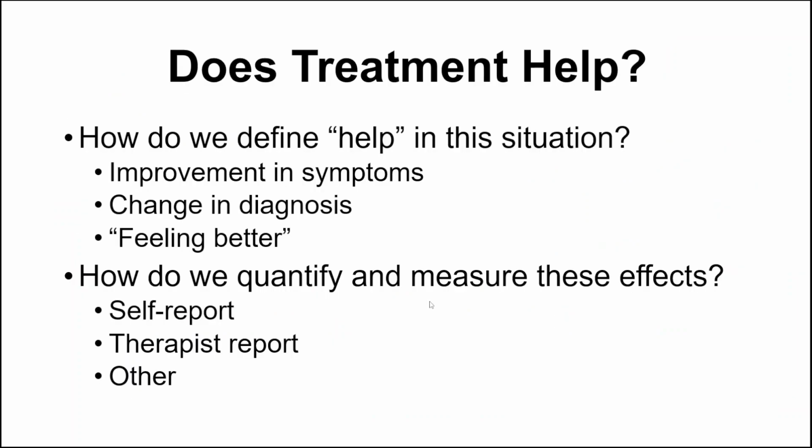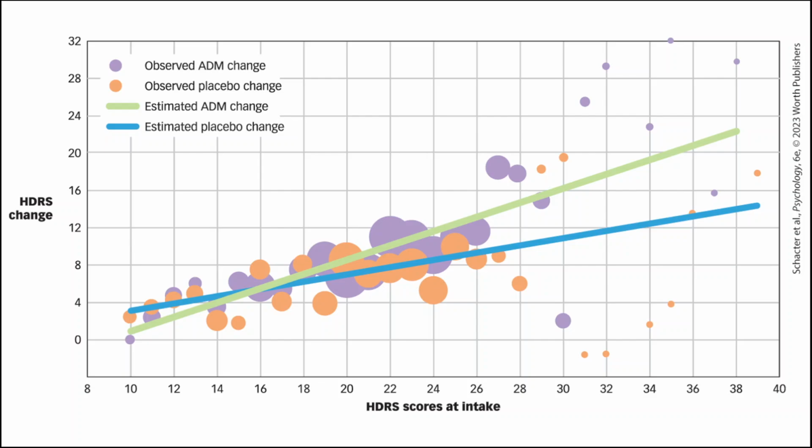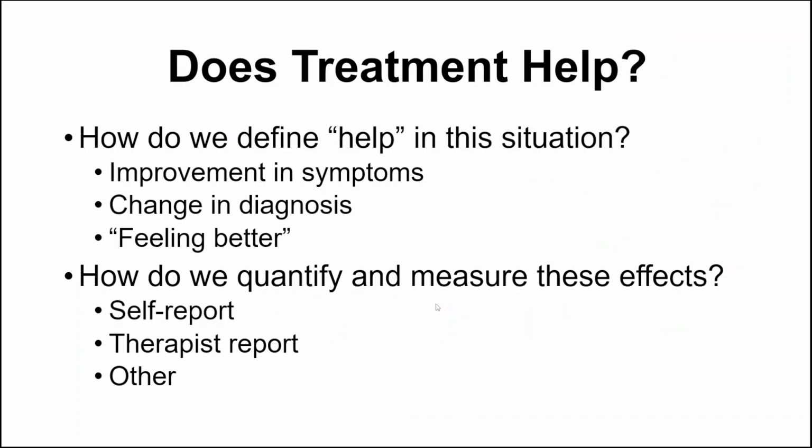Now, first off, in that graph, we were able to look at a specific measure of depression. So this HDRS is technically called the Hamilton Depression Rating Scale. We don't really care about that part, but what we do care about is that it is a standardized score that quantifies how depressed someone is at a given moment.